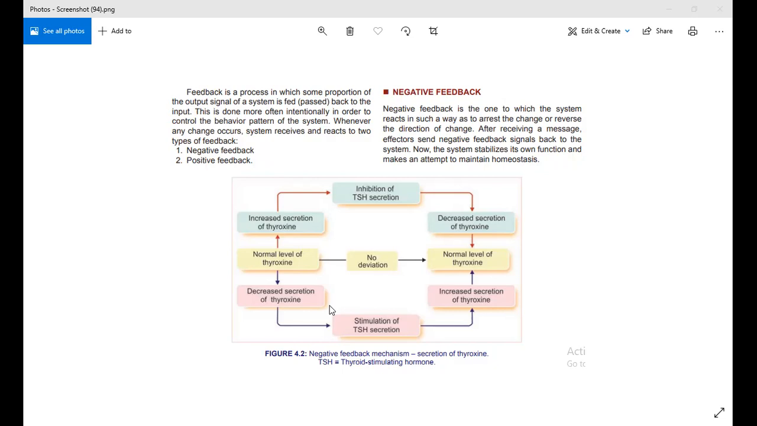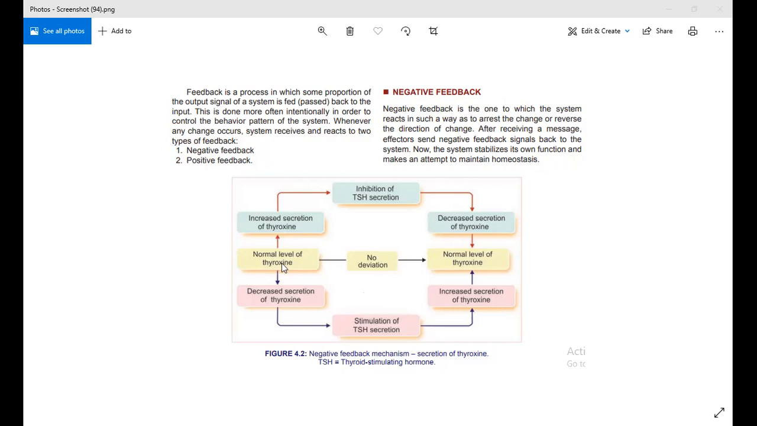When you get to 4th year, you will do endocrinology and you will study the thyroid gland. But in physiology also, you will study the thyroid gland and the functions of the thyroid gland. So this is how the thyroid gland works. Now, here you will see that there is a normal level of thyroxine.